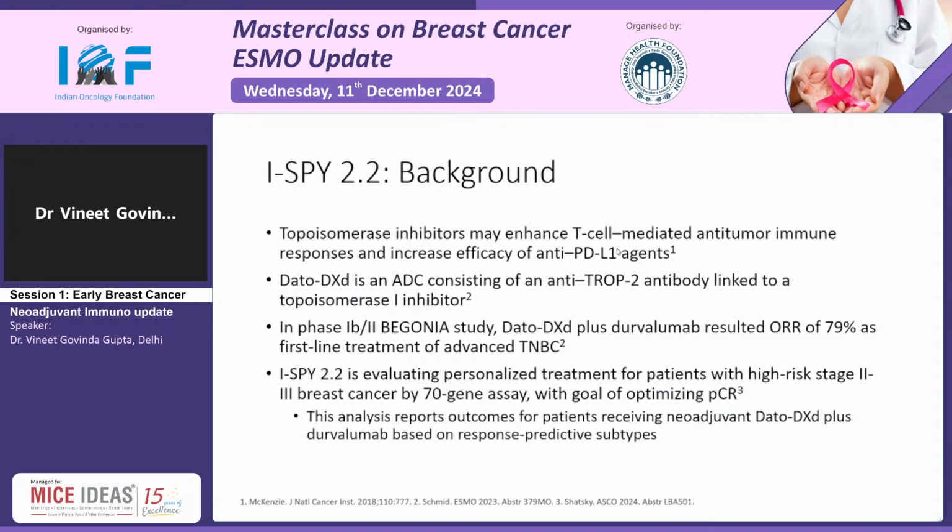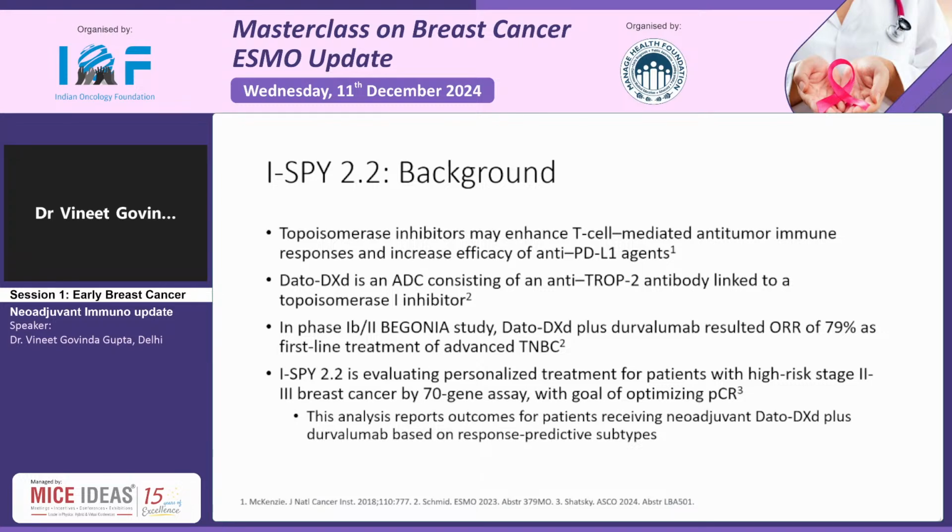So finally, let's come to I-SPY 2.2. There is some data that topoisomerase inhibitors may enhance the T cell mediated immune response, and dato-DXd is similar to sacituzumab govitecan. It is an antibody drug conjugate which binds an anti-TROP2 antibody to a topoisomerase 1 inhibitor, which is the deruxtecan moiety. And in the BEGONIA study, they used TNBC patients, and when you use dato-DXd with durvalumab in front line, the response rate is 80%, which you normally don't get with anything.